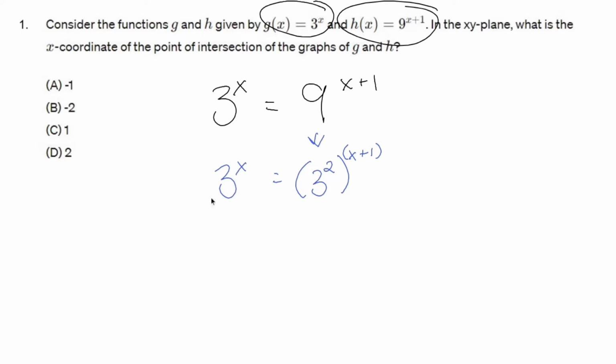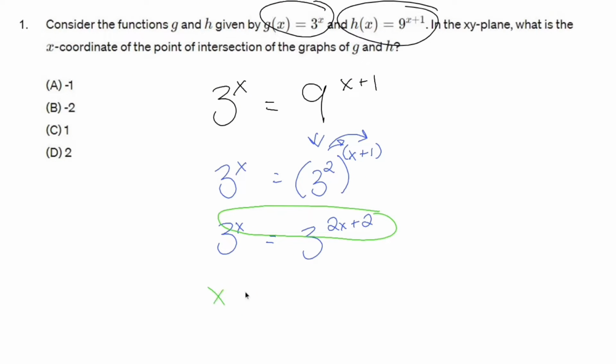Now, there's a rule that says if you have a base to something equals the same base to something, set those somethings equal to each other. I'm not there yet. I have a power to another power. You multiply exponents when that happens. So I'm actually going to distribute 2 to the x plus 1. So 3 to the x equals 3 to the 2x plus 2. Now that I have 3 to the stuff equals 3 to the stuff, set the stuffs equal to each other, like so. So I have x equals 2x plus 2.